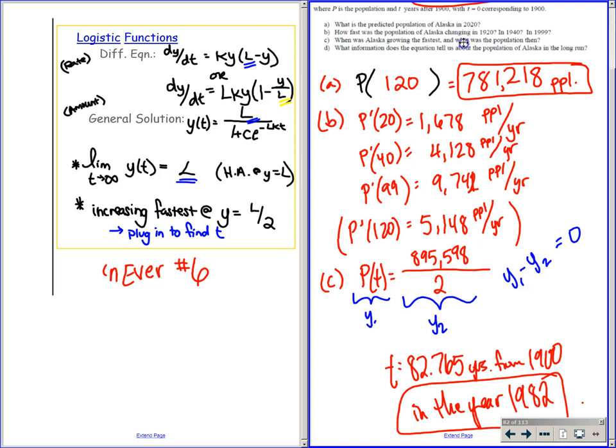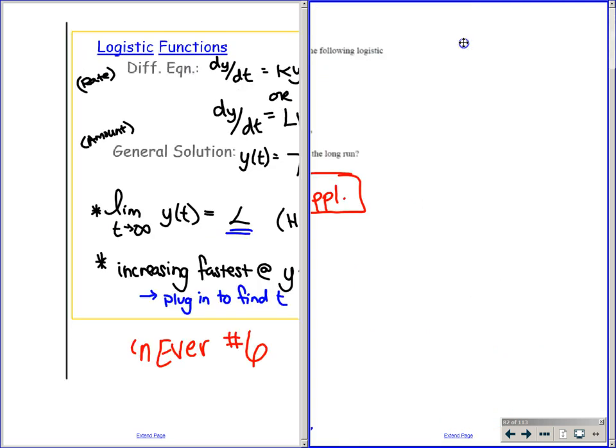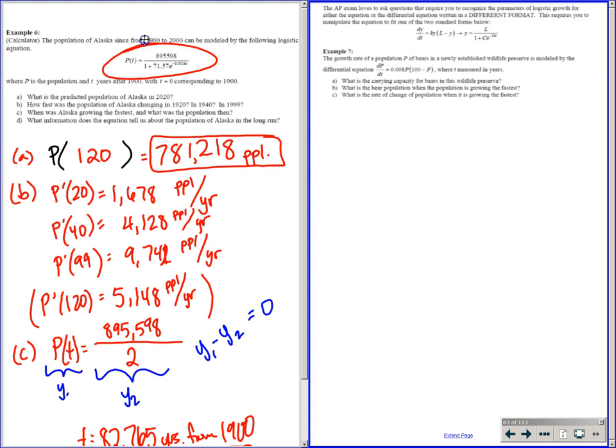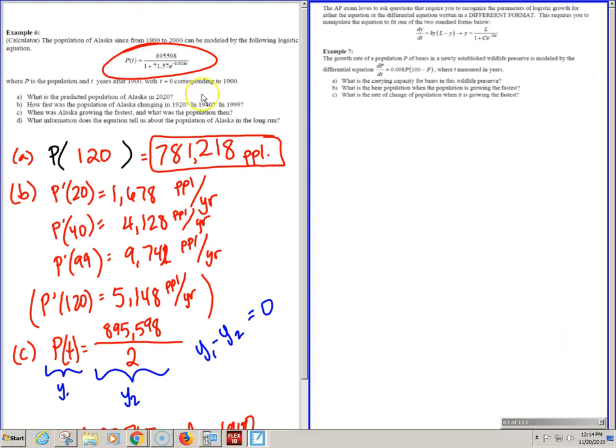Now, is this the only type of word problem you could ever see? No, but it was a cute way to start. What do you guys see in number 7?